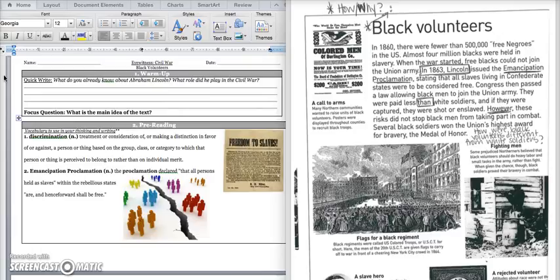It says, what do you already know about Abraham Lincoln? What role did he play in the Civil War? So remember, I need at least 3 to 4 sentences. What do you know about Abraham Lincoln? And what role did he play in the Civil War? Like, what was his position? What did he do? Go ahead and pause the recording so you can write your sentence and then press play when you're ready.